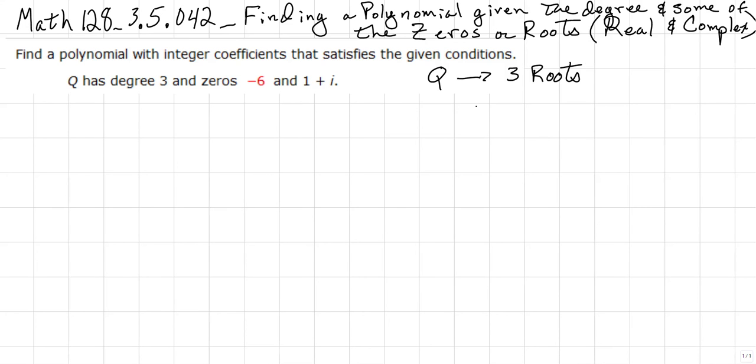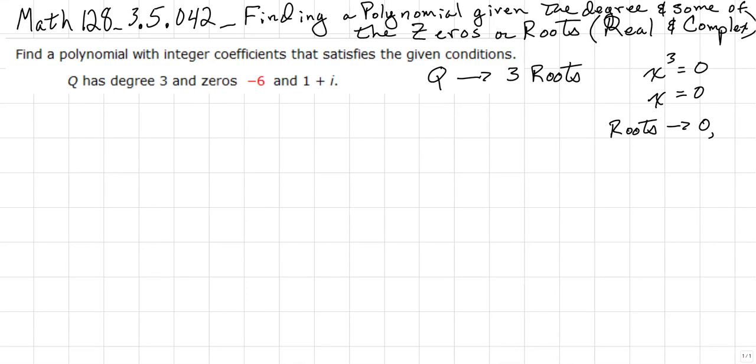For example, if I simply have the polynomial x cubed equals 0, that means that x equals 0. It's a degree 3 polynomial, but it has a root of 0, and it has multiplicity 3 for that root.